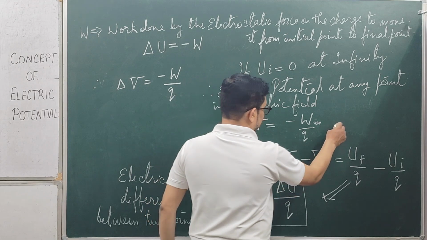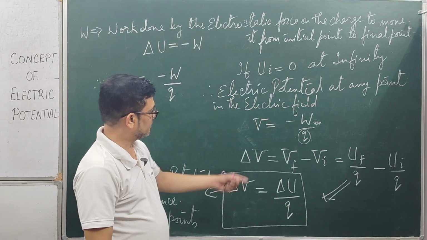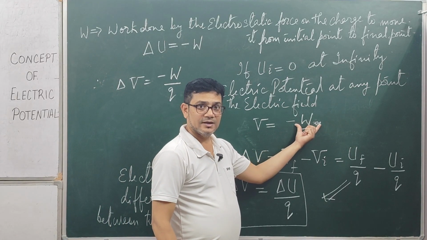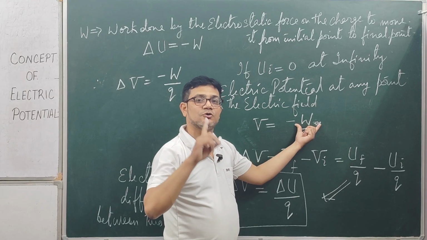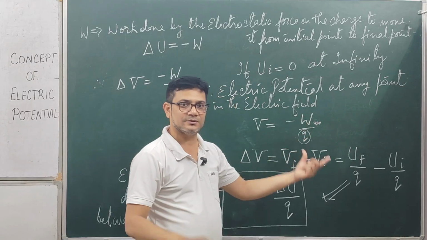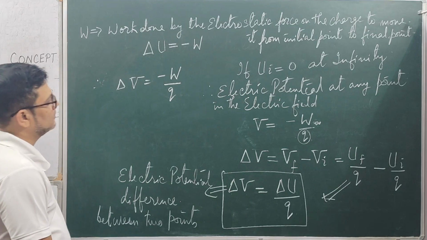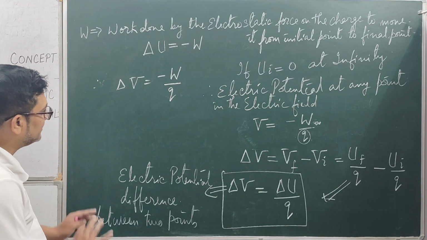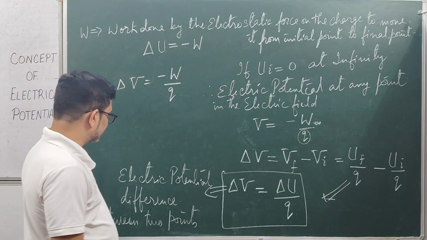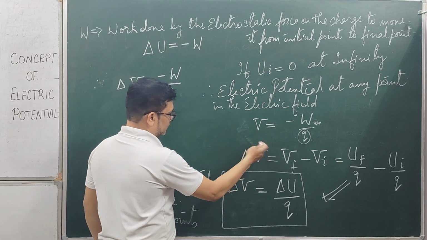So if you make this Q equal to 1 coulomb, we can write that this potential is equal to the work done in moving 1 coulomb of charge, or a unit positive charge, from infinity to any point in the electric field. Taking these examples, we can have a very clear picture of exactly what the connection is between all these quantities that we learned about.